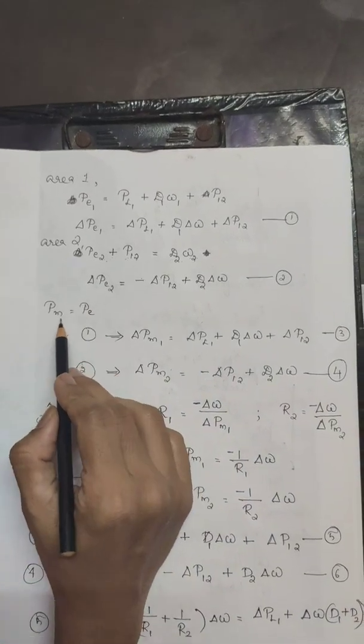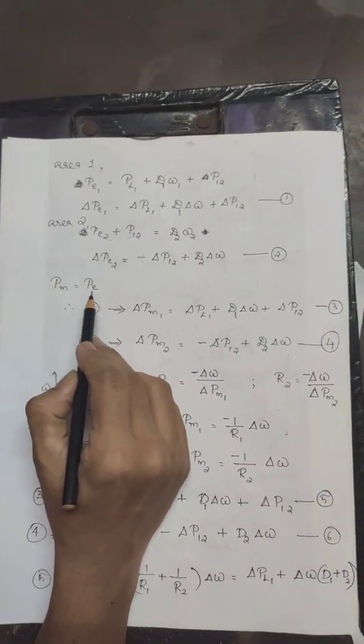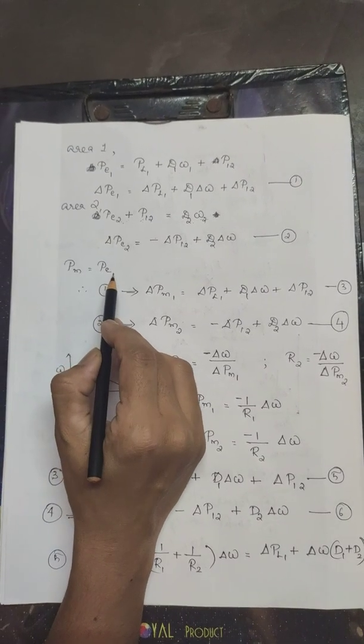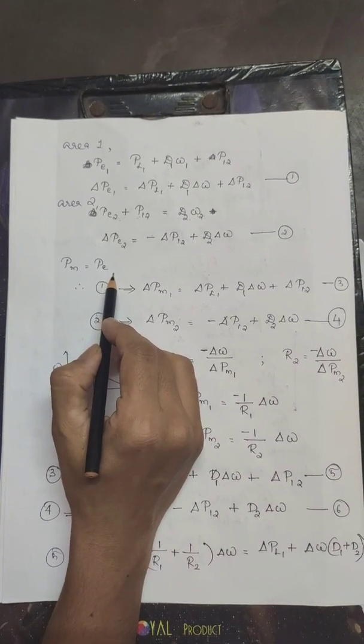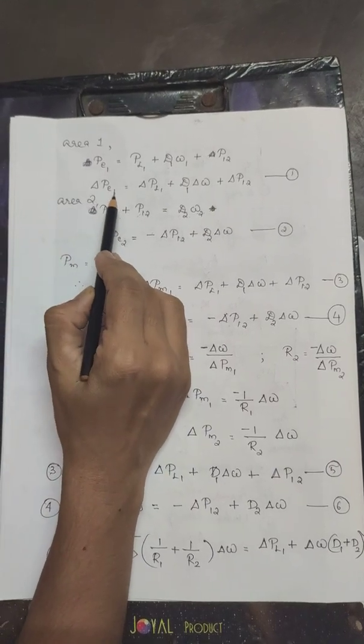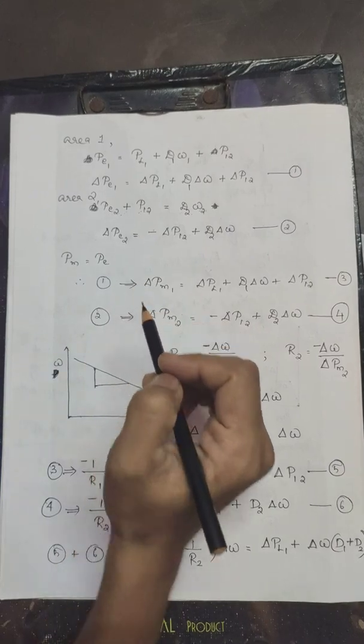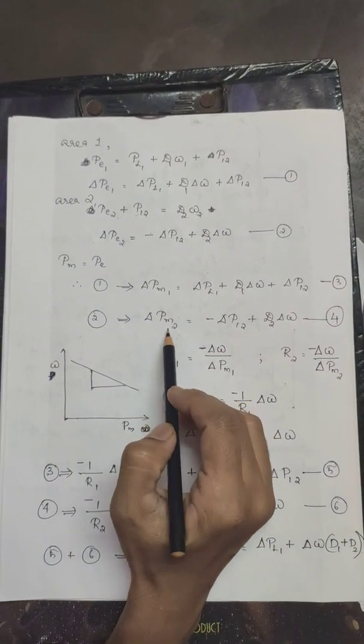Now another assumption was under equilibrium condition the mechanical power input is equal to electrical power output. So we can replace delta PE1 by delta PM1 and delta PE2 by delta PM2. So which is written here.